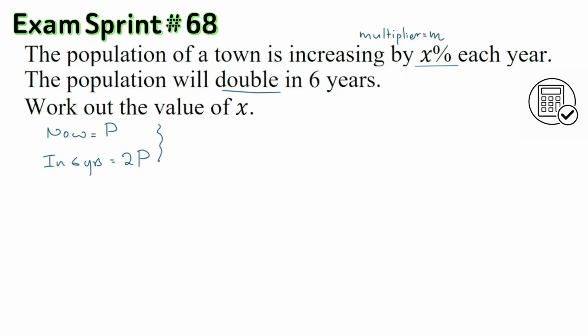Now we know when you multiply your current population by this multiplier M 6 times, in other words M to the power of 6, it gives you 2P. Now I'm going to divide both sides by P, cross them out. So I know M to the power of 6 is 2.